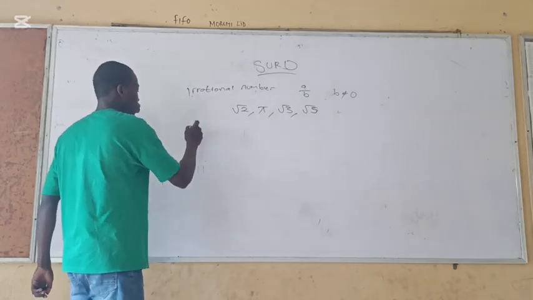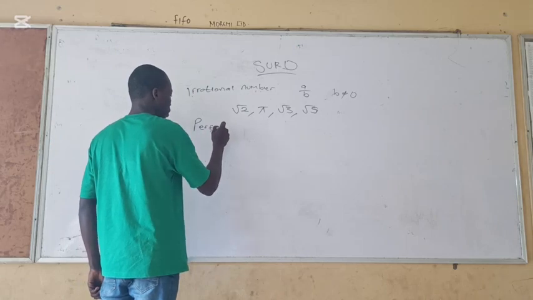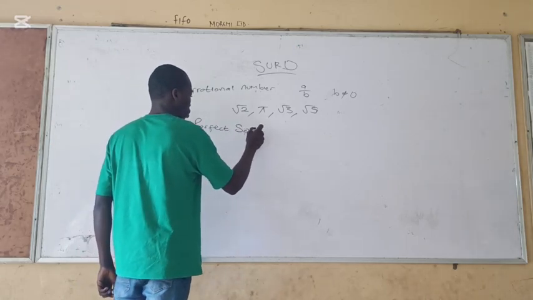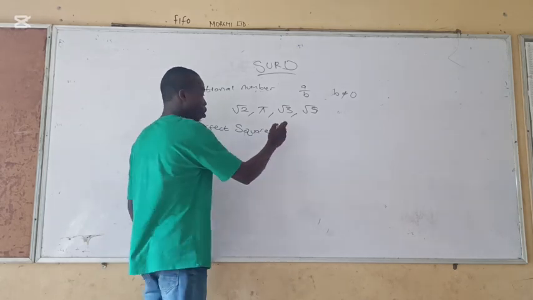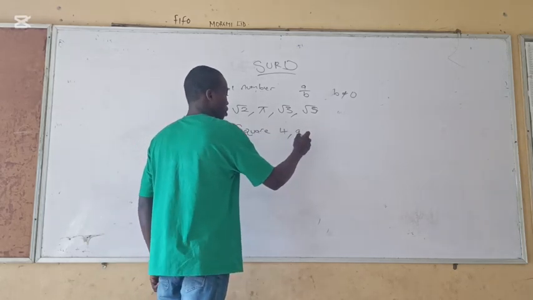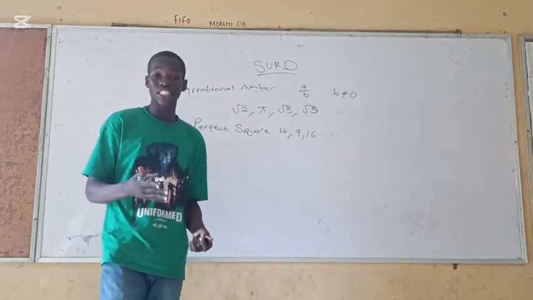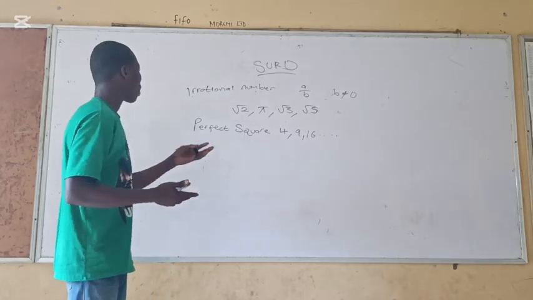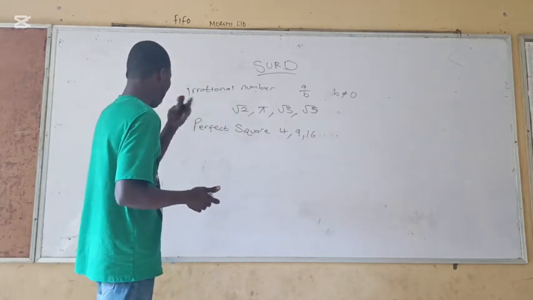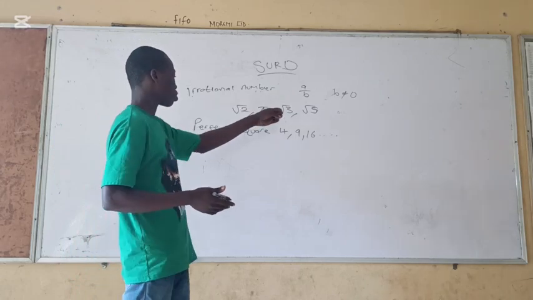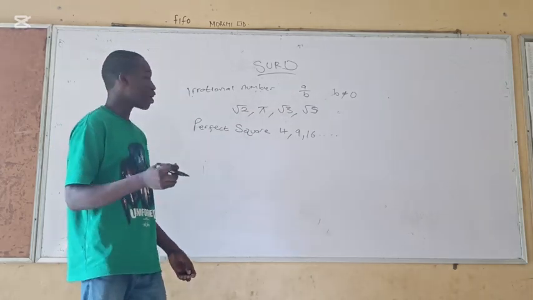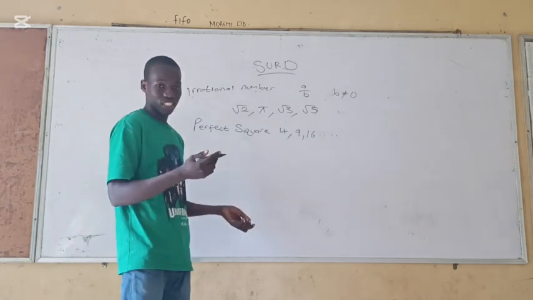Don't forget perfect squares, for example 4, 9, 16 and so on. Those are what we call perfect squares because you can easily find the root of them. But irrational numbers are roots of non-perfect squares like root 2 and root 3, and their value does not have an end.